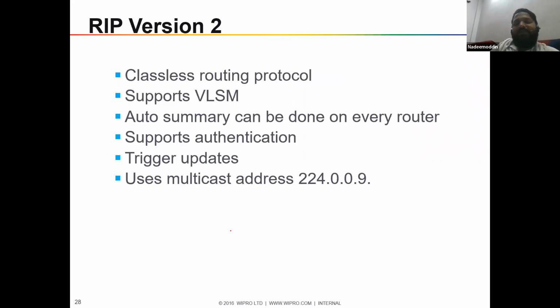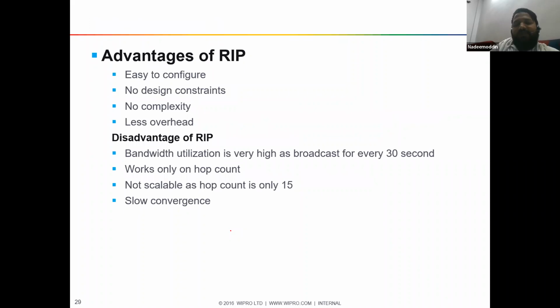But RIP version 2 came, which is faster than RIP 1, and supports subnetting and all. How to configure RIP? Advantages of RIP: easy to configure, no design constraint, no complexity, less overhead. But bandwidth utilization is very high because every router exchanges a full routing table every 30 seconds. It works only on hop count, is not scalable, and is a very slow protocol.